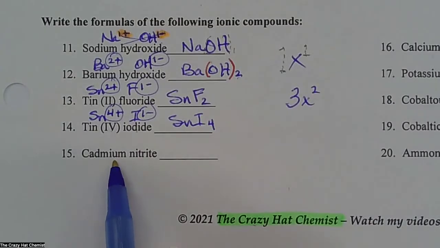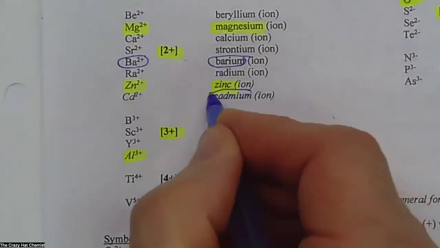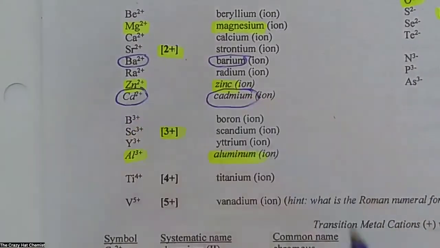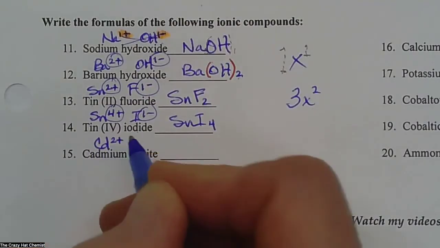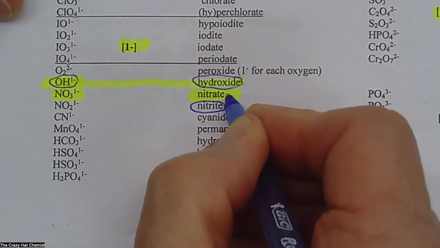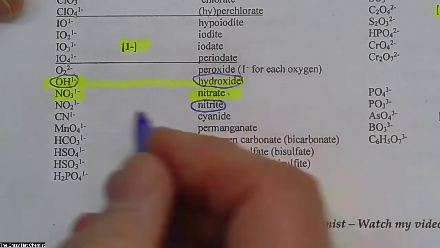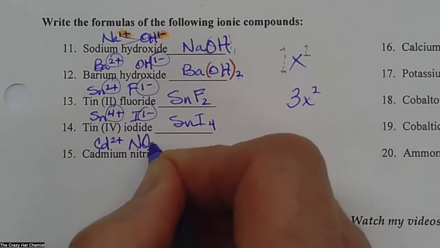Then it's cadmium nitrite. So cadmium is right here, and that's Cd2+. And then nitrite, which is a polyatomic ion. There's nitrite. That's different than nitrate, by the way. There's a single letter difference and there's a single number difference. That's NO2 1-.